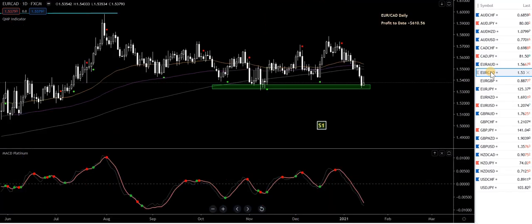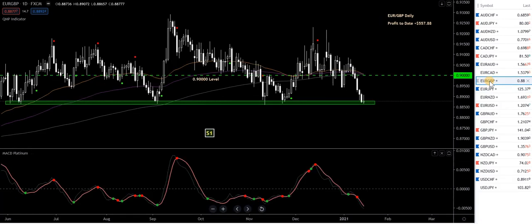Euro CAD, no trades on at the moment. We're in this zone to this level. So we're probably looking for a reversal. The MACD platinum's well below the zero level, so definitely looking for buys. Bit of sideways action on the Euro CAD. Made a few dollars on it, so it's not bad.